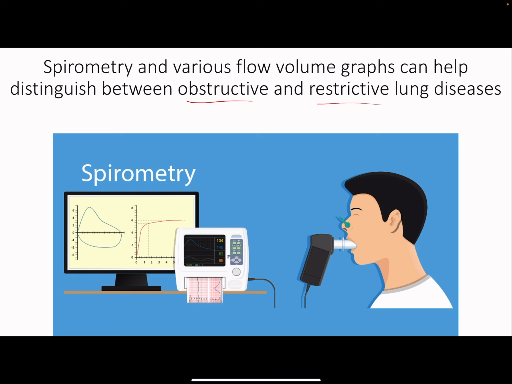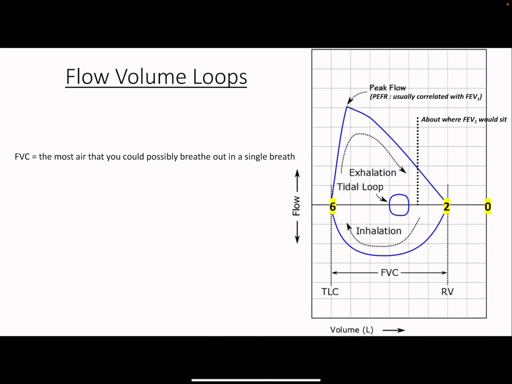Spirometry, understanding these lung volumes and lung capacities, is going to be really helpful in distinguishing between obstructive and restrictive lung diseases. A flow volume loop is a common thing for spirometry. Going in this particular direction is for exhalation, going in this direction is for inhalation, and the absolute value of the y-axis tells us the flow, whether it's inhaling or exhaling. If you're exhaling as hard as you can after taking the biggest breath you can, the peak flow is PEFR.